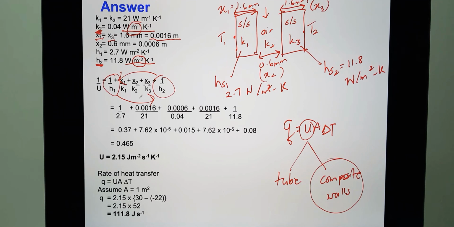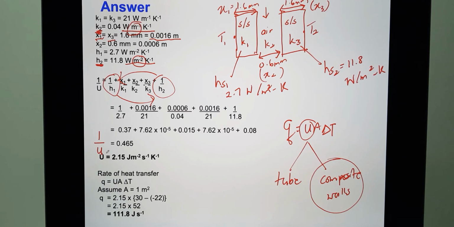Although you know the equation, if you do not know where to put the value, then your answer might be wrong as well. So please be careful with that. Alright, so this one we have listed all the values. So just plug in the values into the equation. And this particular value, 0.465, is meant for 1 over U.